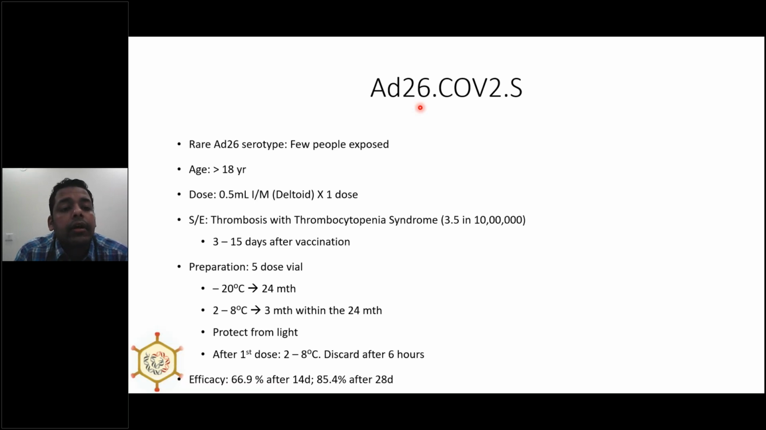It is approved for more than 18-year-olds at a dose of 0.5 ml IM deltoid, single dose, and a rare side effect that is seen, say 3.5 in 10 lakh people, is thrombosis with thrombocytopenia syndrome, and this is seen 3 to 15 days after vaccination. Again, it has to be stored at -20°C.